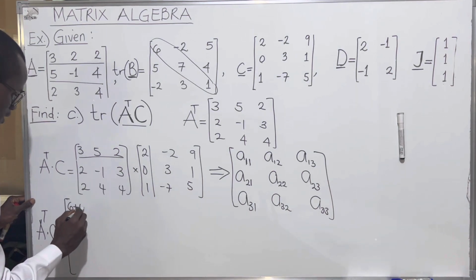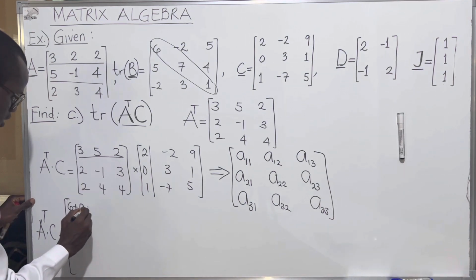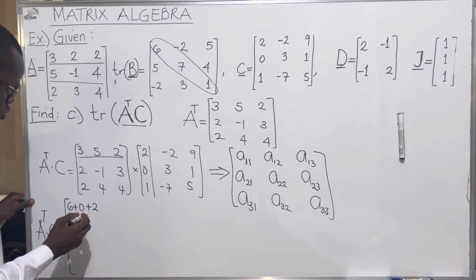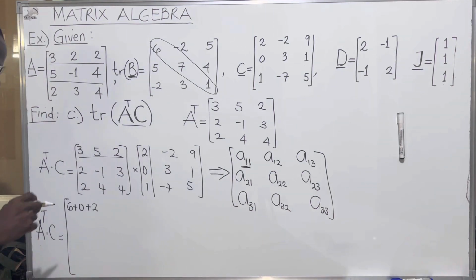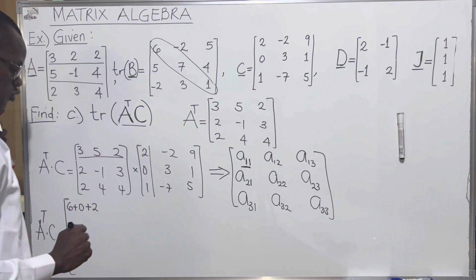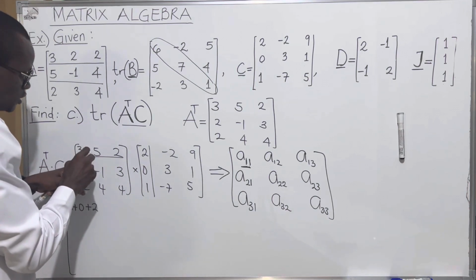5 times 0 is 0, and then 2 times 1 is 2. So all of these represent the first element. And then we move to the next one. We're still using the same rule.